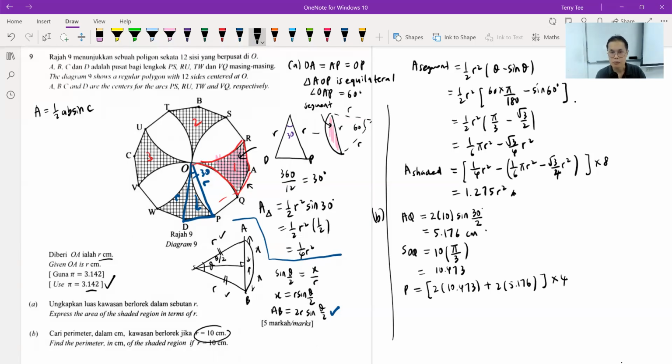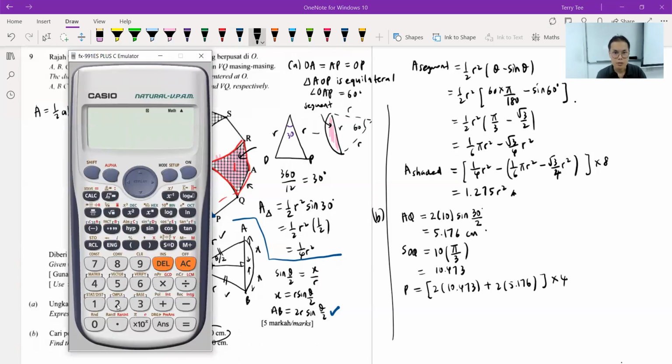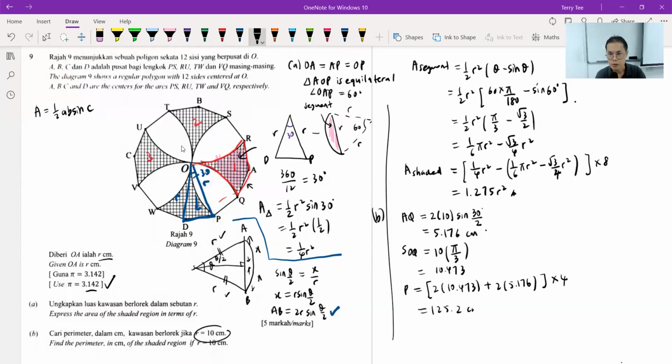So we can say this is 2 times 10.473 plus 2 times 5.176. Whatever I get, I times 4, and my answer is 125.2 cm. This is the perimeter. So the unit is just cm.